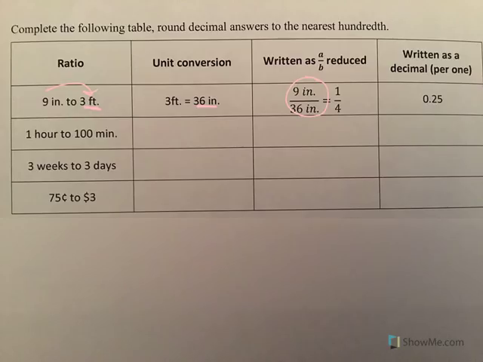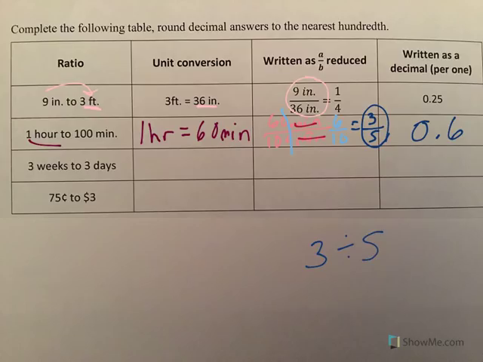So let's go ahead and look at the next line. 1 hour to 100 minutes. Well, I know that 1 hour is 60 minutes. So that means my ratio is now 60 minutes over 100 minutes. Well, these minutes cancel out, so I just have 60 over 100. Now watch this. If I cancel out the zeros, that just gives me 6/10, and that's easier to reduce. They're both even, so that reduces to 3/5, which ends up as 0.6, because again, I take 3, I divide it by 5, and that gives me 0.6.